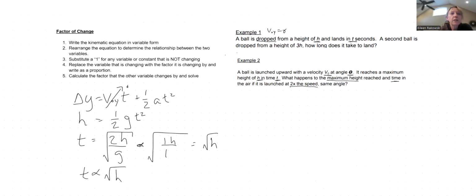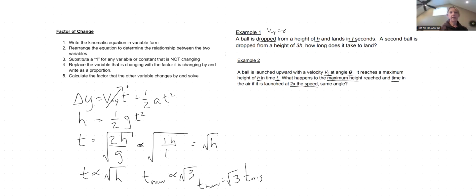So basically I get t is proportional to the square root of h. Now step number 4 says replace the variable that is changing with the factor it is changing by and write as a proportion. So h is replaced with 3h. So the factor it is changing by is 3. So I get t new, because it's my new t, is proportional to the square root of 3. Calculate the factor that the other variable changes by and solve. Well, t new is the square root of 3 times t original, or t old. So there's your first example.